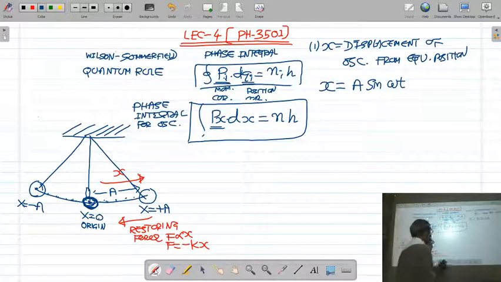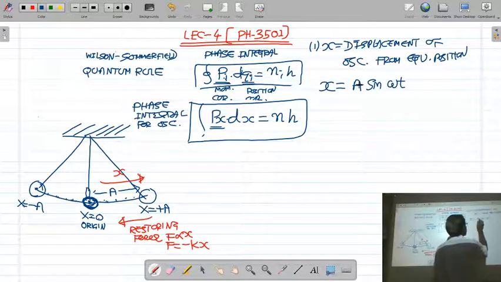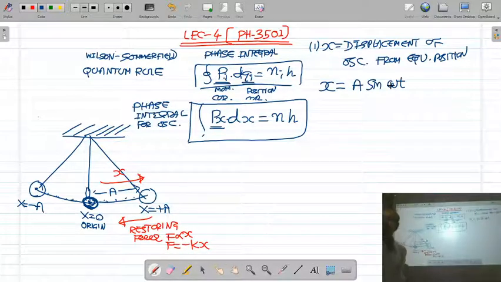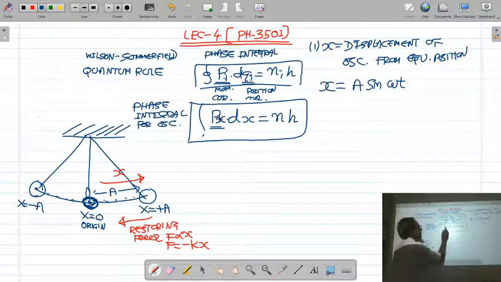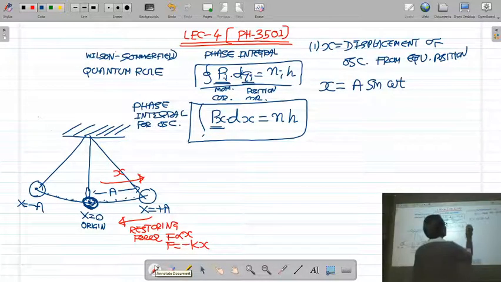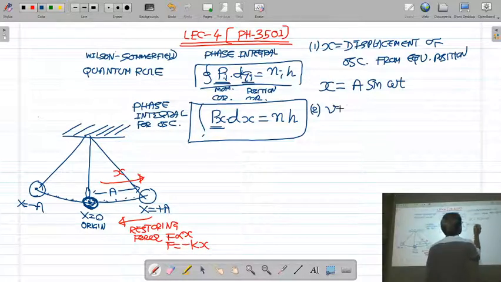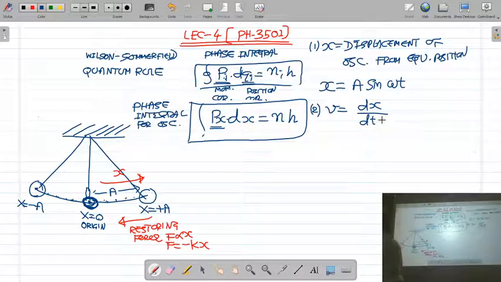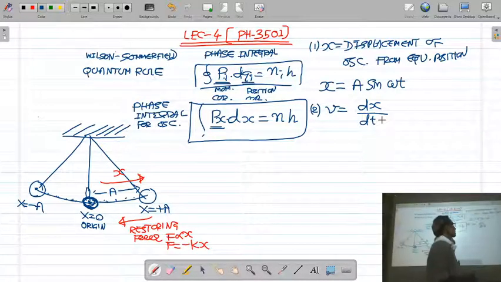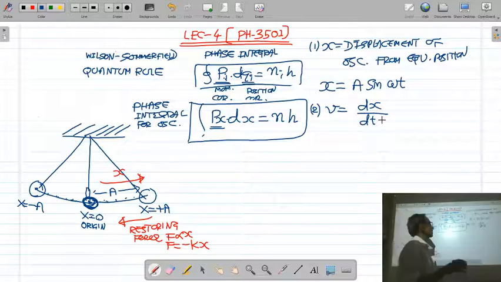What is in this equation? A is the amplitude of the oscillator, omega is the angular frequency of the oscillator, and t is the time, that you know. Now from displacement you can find out the velocity of the oscillator, and from the velocity you can calculate the value of momentum of the oscillator. So let us calculate the velocity of the oscillator, which is defined as dx by dt.